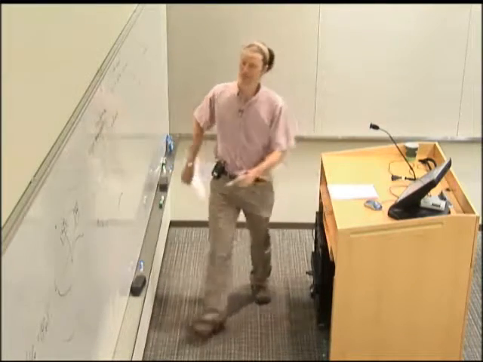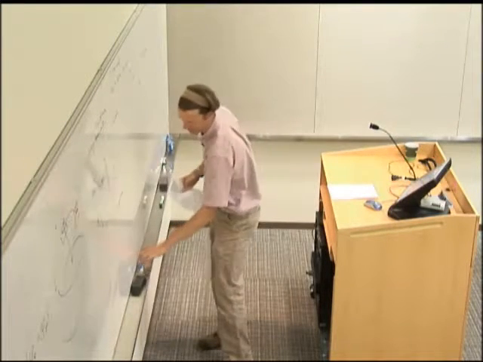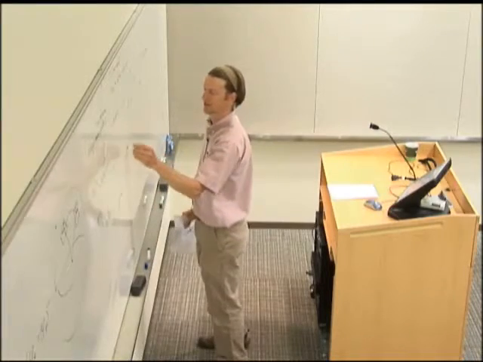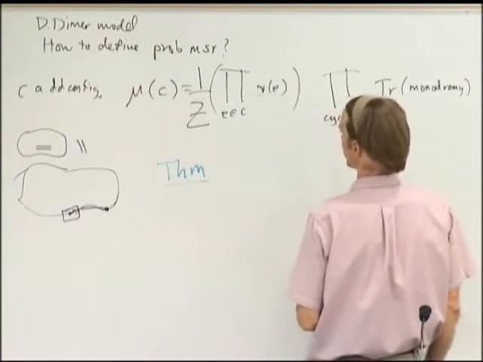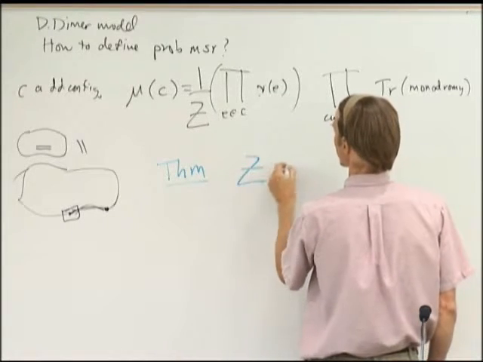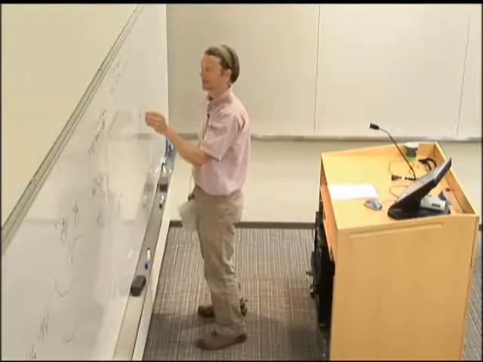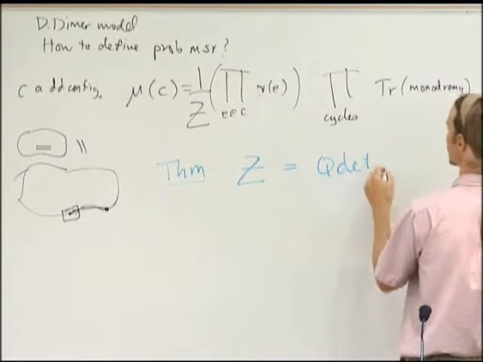So this is a new measure, right? It's more complicated, but I've got more parameters to deal with, so it's more powerful. If only I could evaluate this measure in some way, right? And the theorem is that, yes, I can indeed. There's an analog of Kasteleyn's theorem in this setting, which is that the partition function is going to be the Q determinant of a certain matrix.